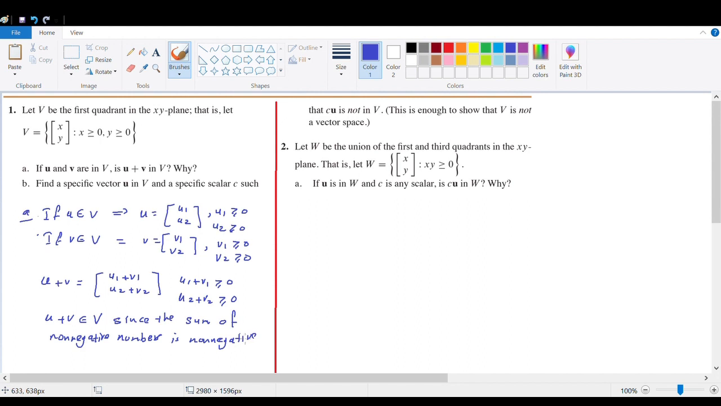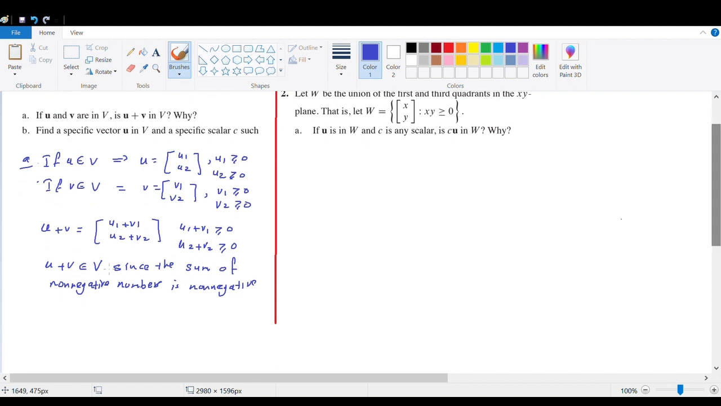Now for part B, find a specific vector u in V and a specific scalar c such that cu is not in V. This is enough to show that V is not a vector space. So now, if we take, for example, u in V, where our u is equal to (1, 2). Both of them are greater than or equal to 0, so it is in V.